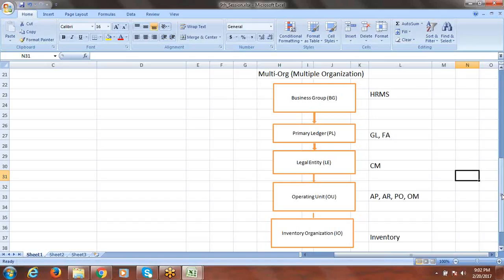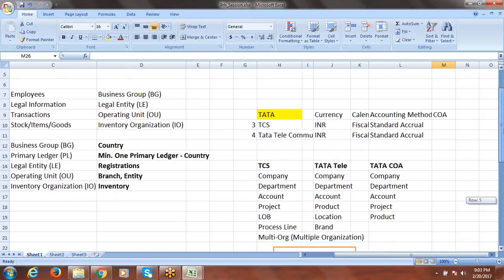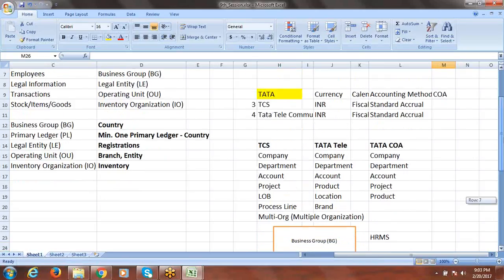What is the advantage of multi-org, and how can the client benefit from it if they maintain their organization information with these classifications and by mapping in these levels? Those points I'll explain in tomorrow's session. For today, just take it as understanding the meaning of BG, PL, LE, OU and inventory organization. And in which scenario we need multiple primary ledgers within the country.